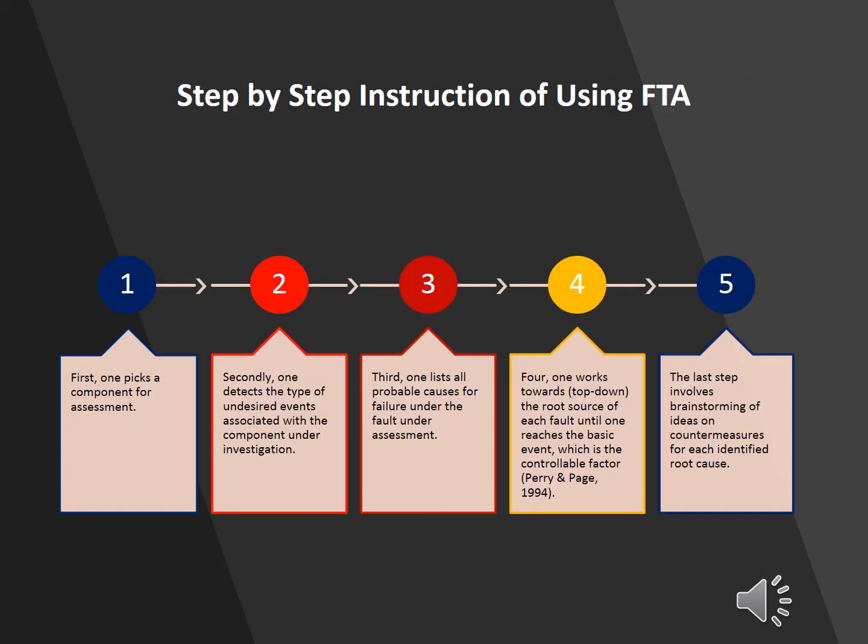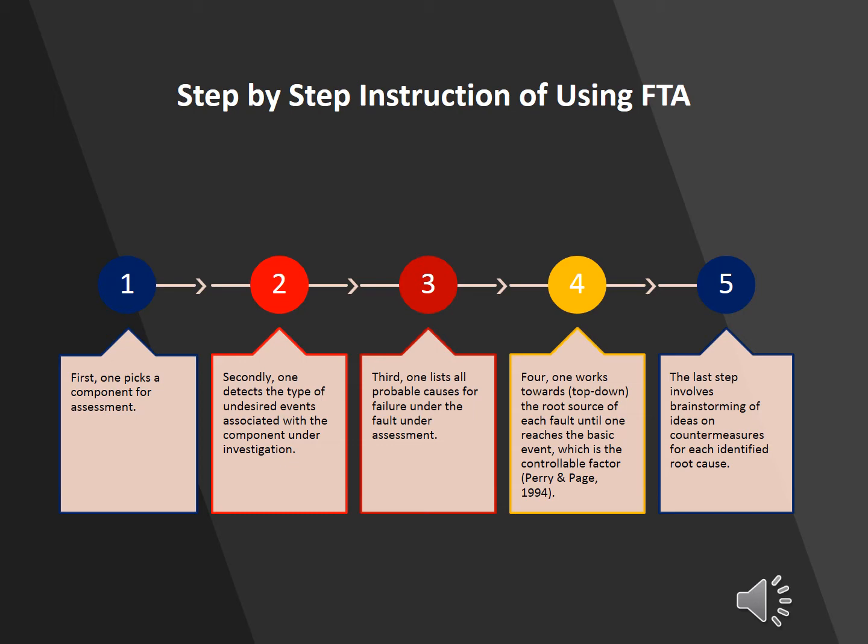So how can we use FTA in a project? Here are some step-by-step instructions of how to use FTA in a project. Integration and implementation of FTA in a project entail a 5-step process. Number one, you pick a component for assessment. This function refers to the selection of an easy-to-use tree diagram. It could be, for example, like an eDraw.